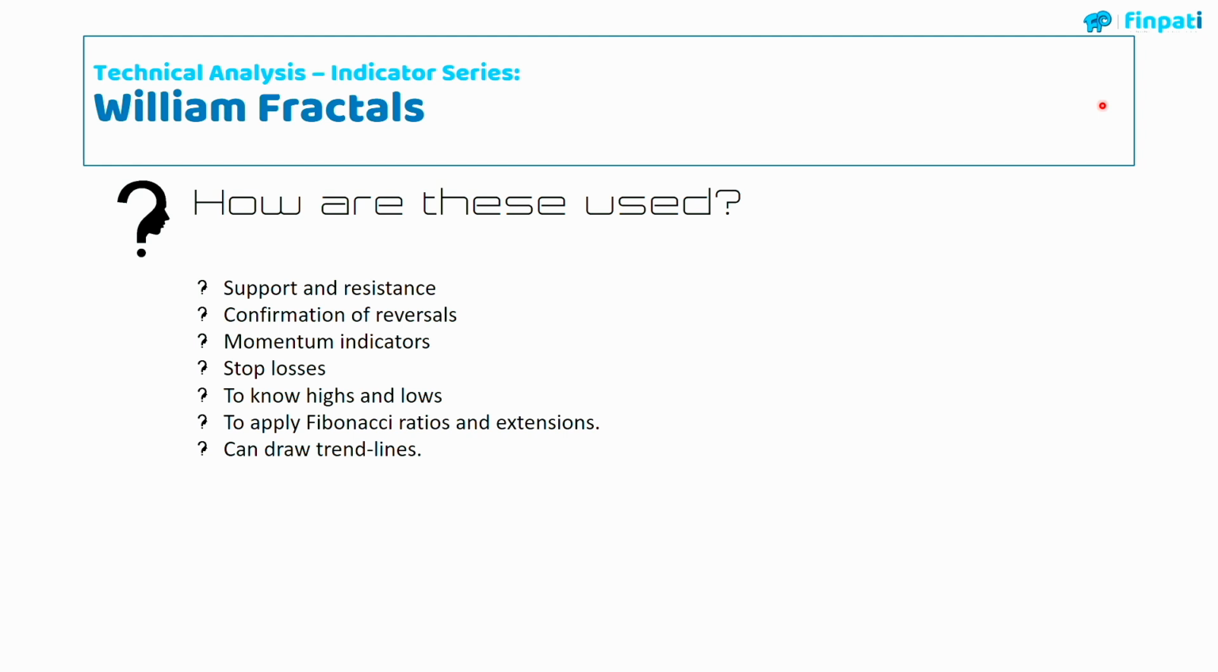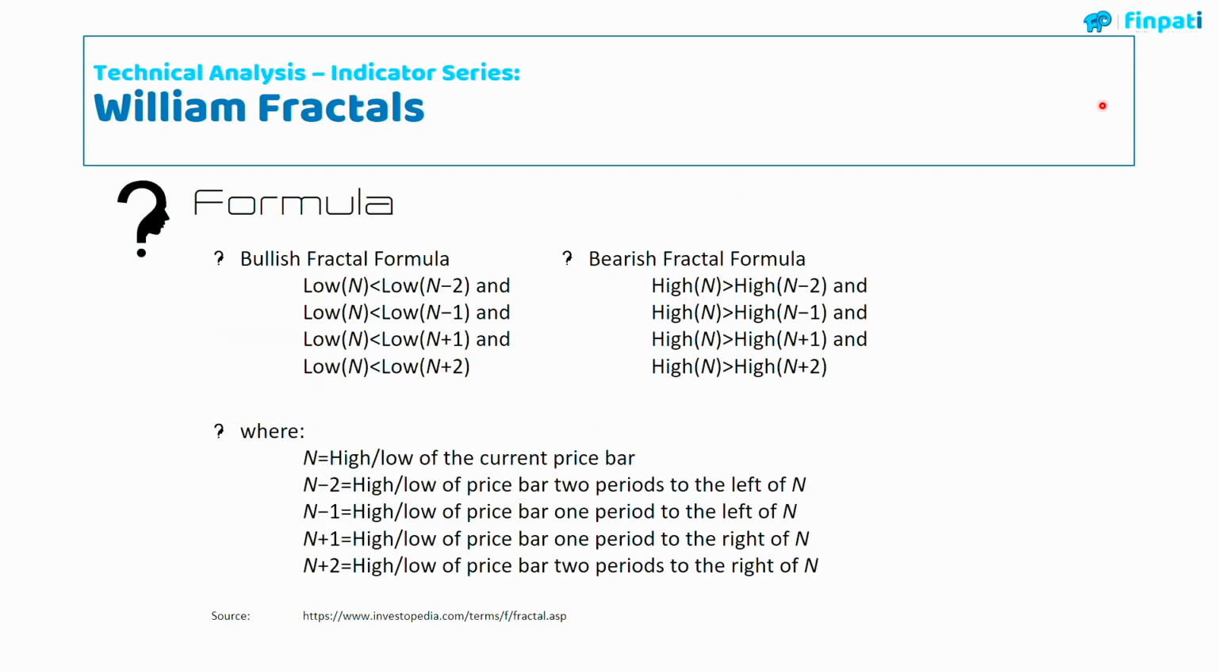You would know where exactly you should apply the Fibonacci ratios or Fibonacci extensions. You can also draw trend lines using these fractals. This is a formula which I have taken from Investopedia. This is the same thing we have explained now in theory, kept in a formula manner. Maybe you can use it in your algorithmic trading in case you're good at it.